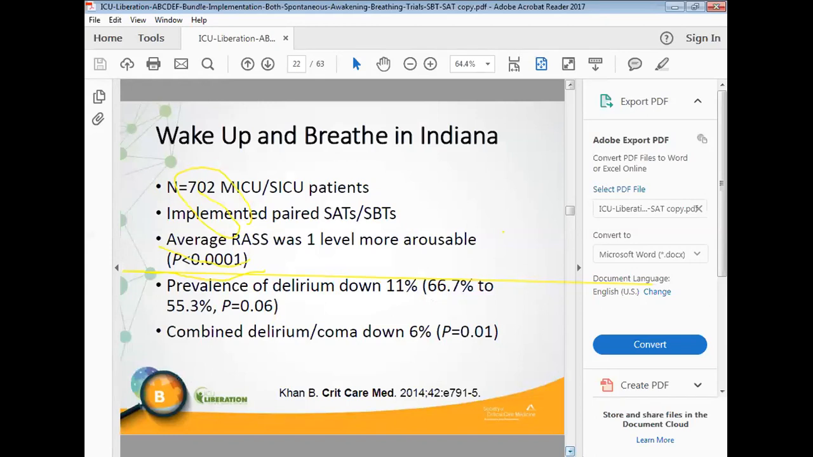So this is another project. Number is 702 ICUs in one of the states in the United States, in Indiana. And they implemented spontaneous awakening trial and spontaneous breathing trial. And that resulted in higher RASS level by 1, so patients were more awake. That reduced delirium by 11% and reduced coma by 6%.